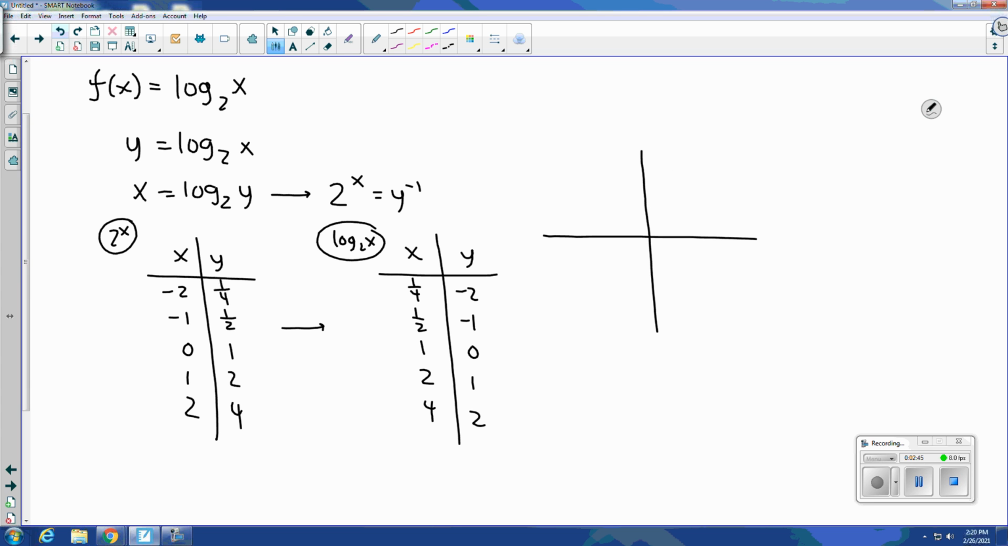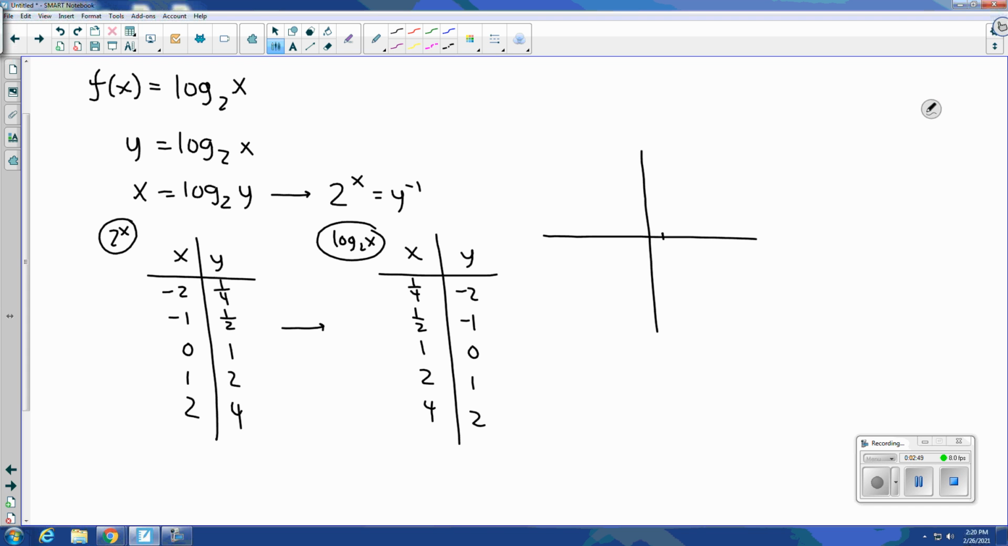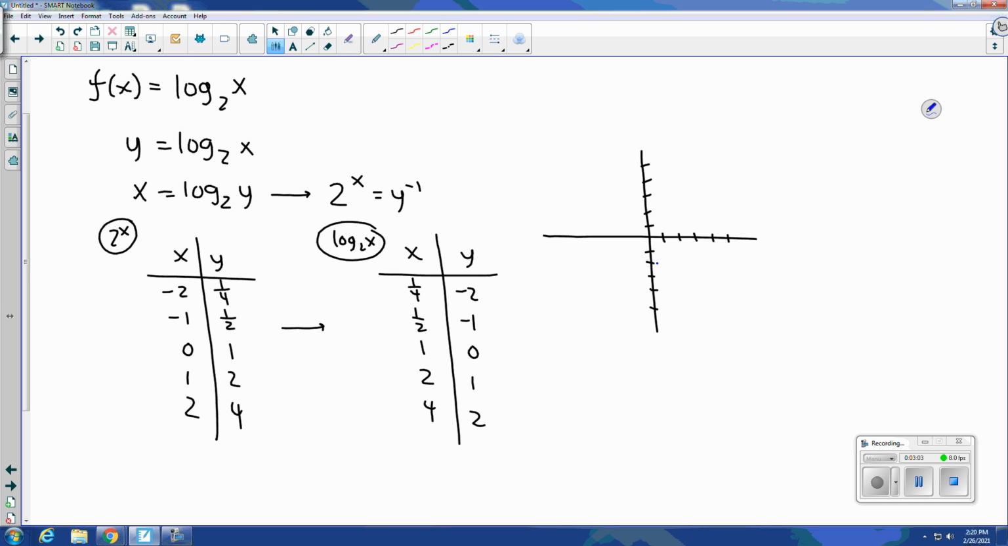And now let's plot this logarithm. So we're going to make some points on our coordinate plane. So we have 1/4, negative 2. Something maybe in this area. Then we have 1/2, negative 1, so we'll put 1 there. We have 1, 0. We have 2, 1. And we have 4, 2.